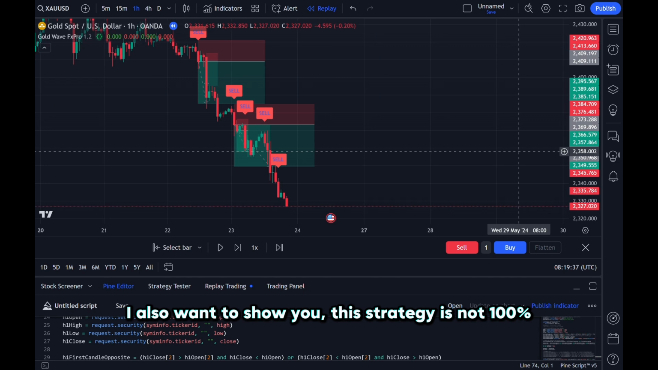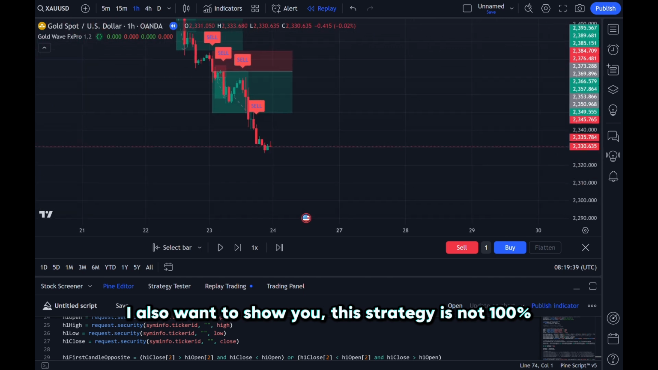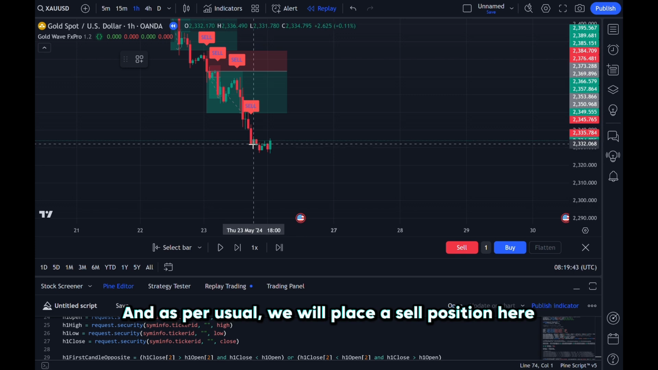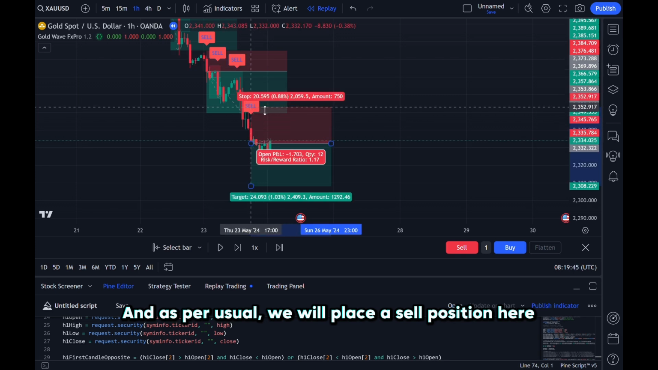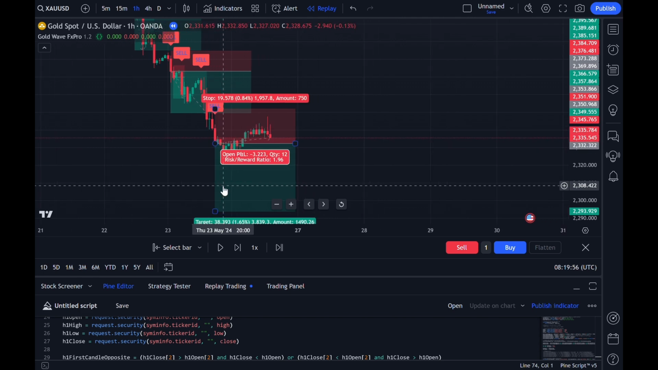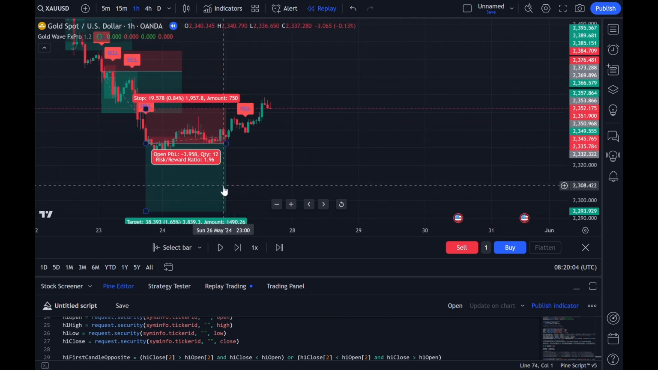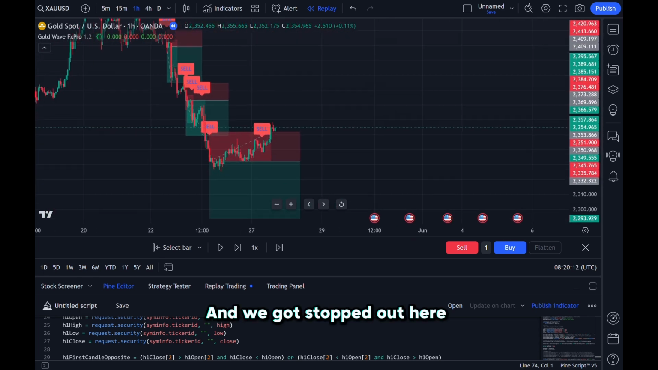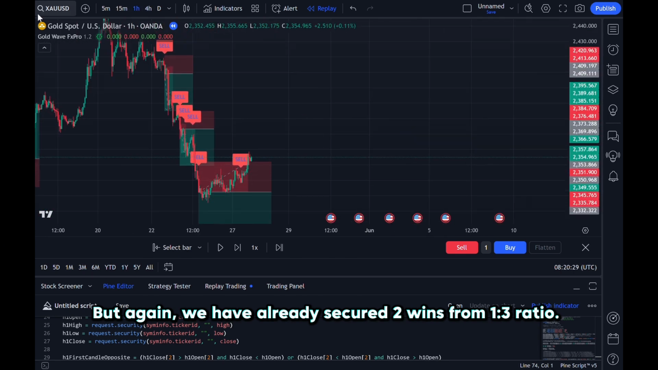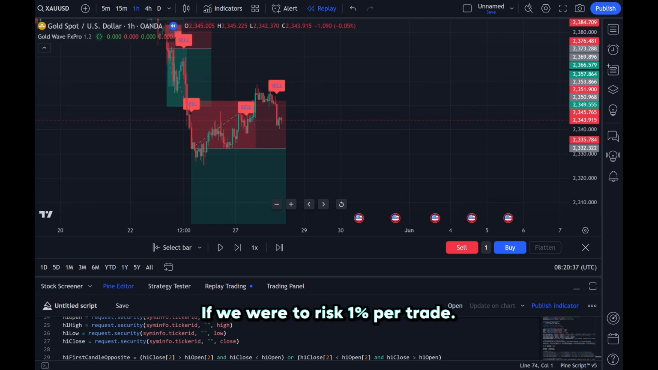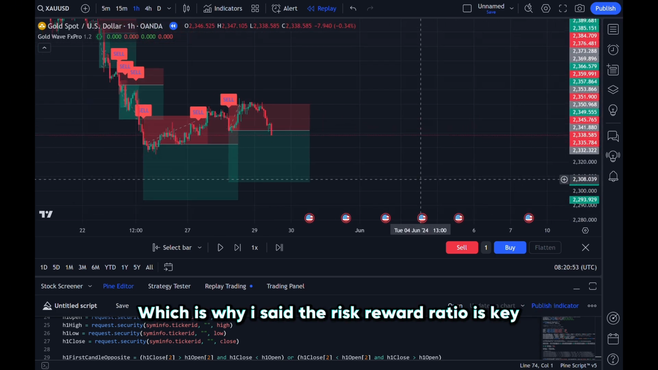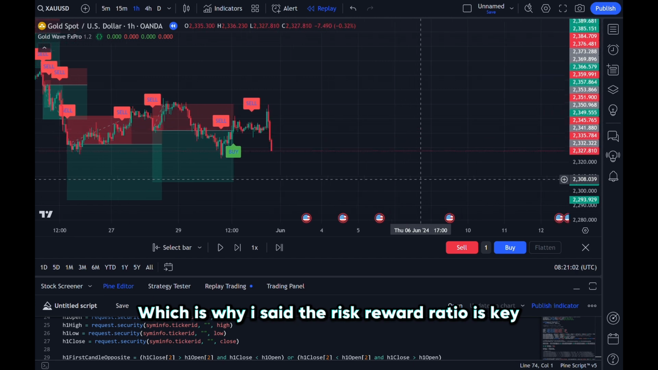I also want to show you this strategy is not 100%. So immediately we see another sell signal here below our range. And as per usual, we will place a sell position here. And let's see what happens. And we got stopped out here. But again, we have already secured 2 wins from 1.3 ratio. If we were to risk 1% per trade, we have already up 5%, including the 1% losses earlier, which is why I said the risk-reward ratio is key.